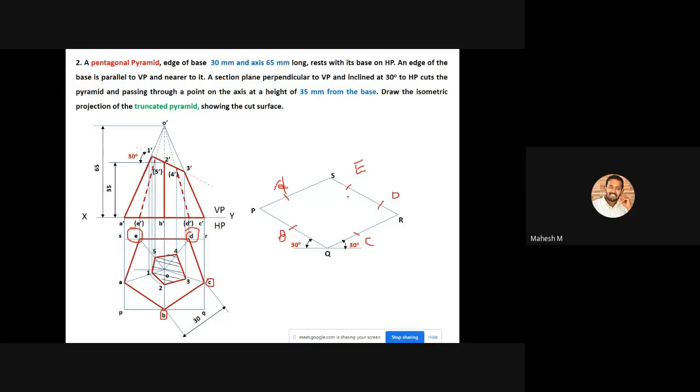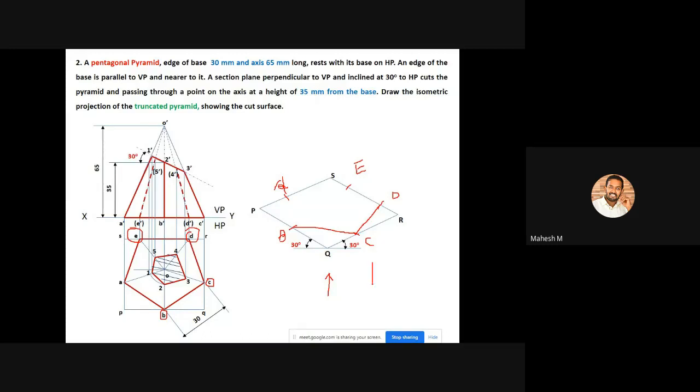The condition is that if you are looking from this direction, first fix which edges will not be visible to us. This particular B to C will be visible because this is the front line, and C to D will also be visible because this is a side line.